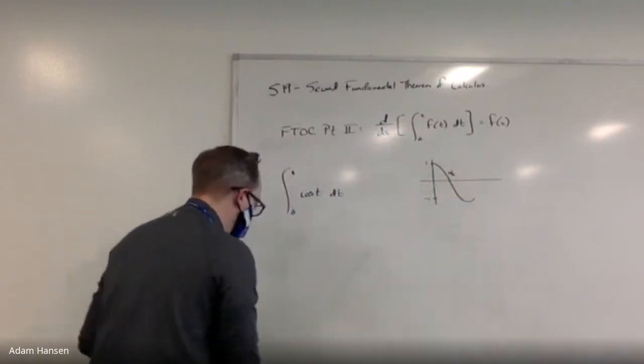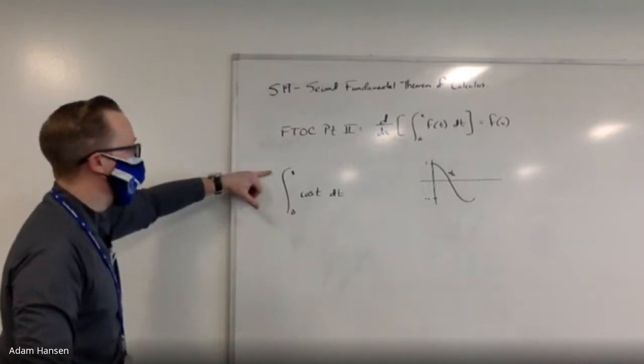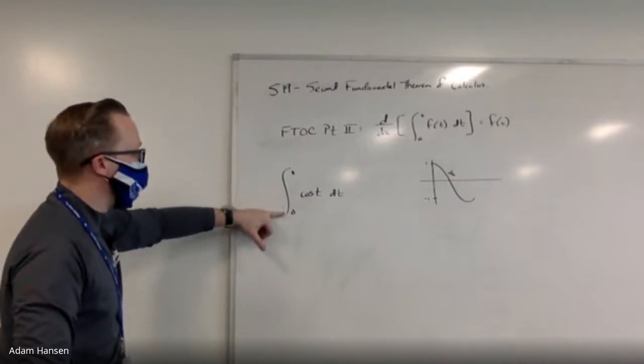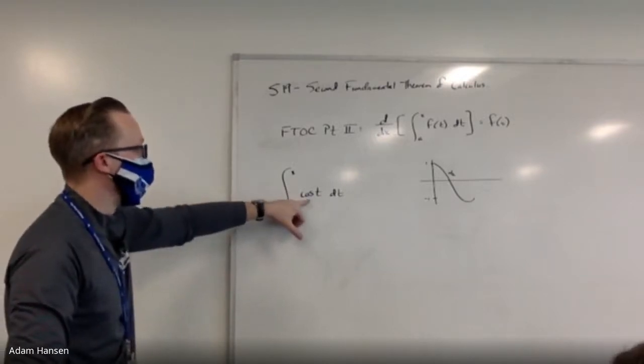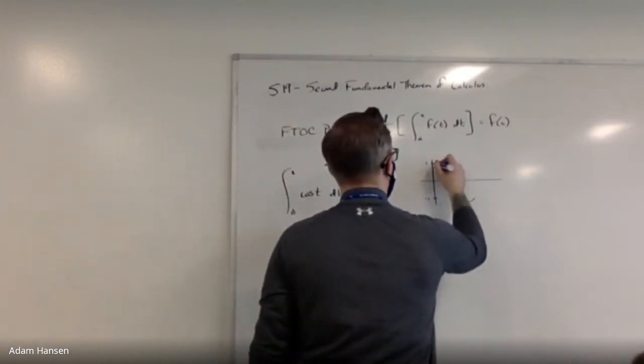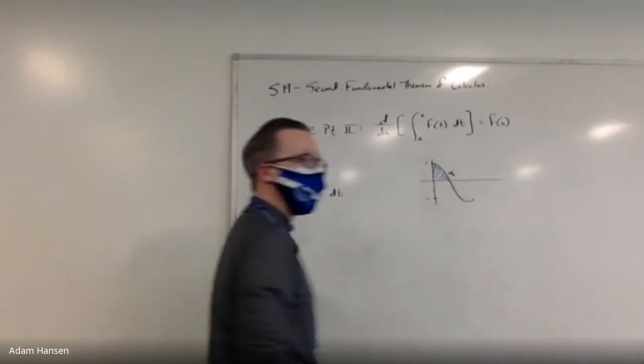So x really represents any value I want it to be. x can take on any value that I want it to be. If x is equal to pi over 2, this is the definite integral from 0 to pi over 2 of cosine t dt, whose area would be given by that region, right?